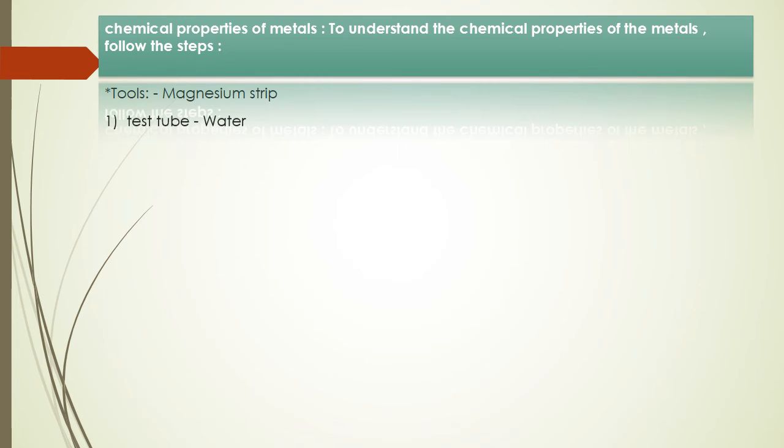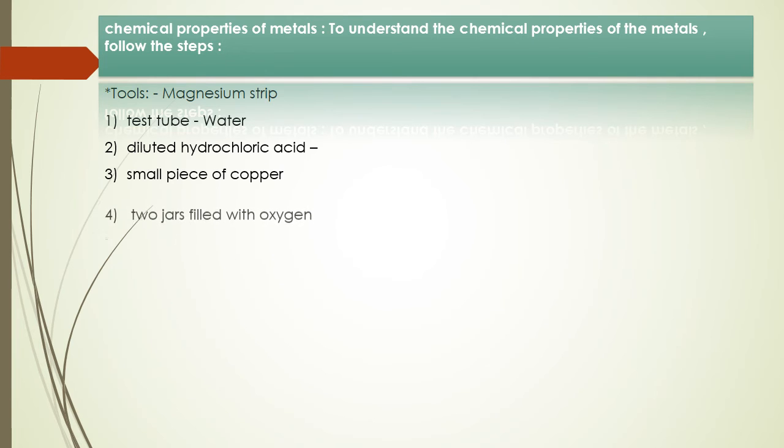To show the chemical properties of metals, we must know about the chemical reactions of metals. We must prepare a magnesium strip, a test tube, dilute hydrochloric acid. What is meant by dilute? It has a little water. And a small piece of copper.